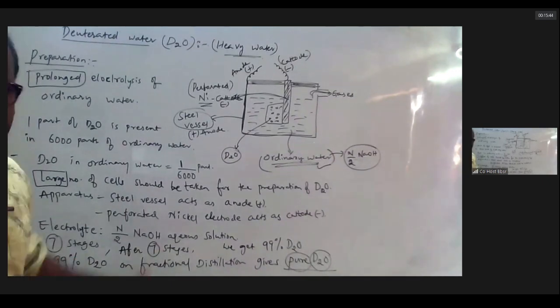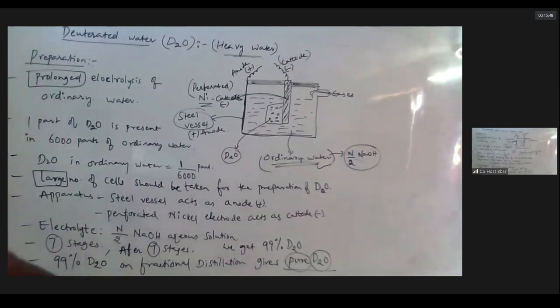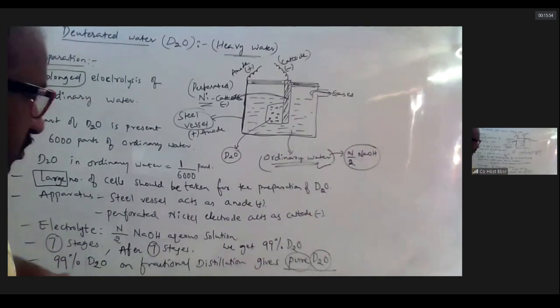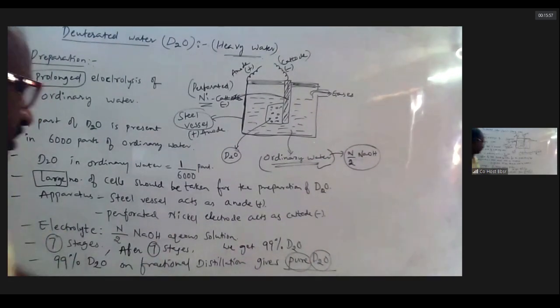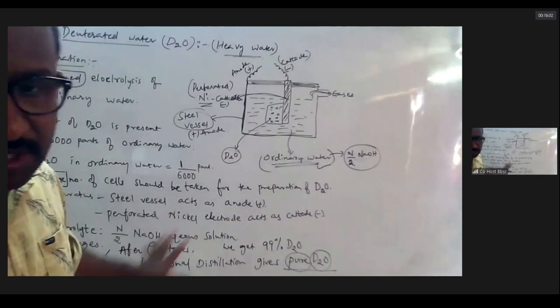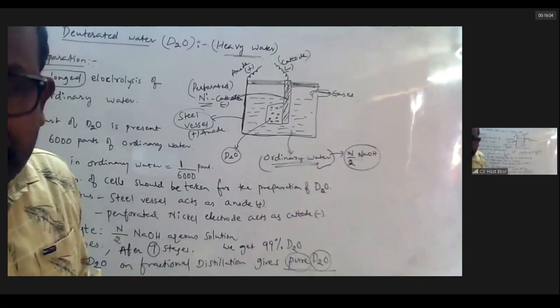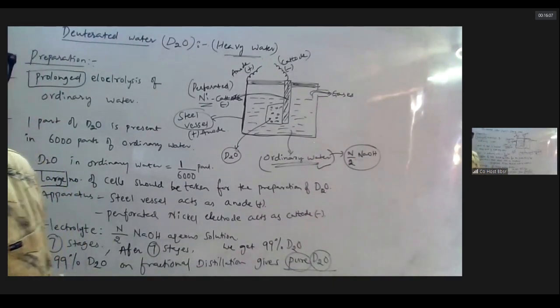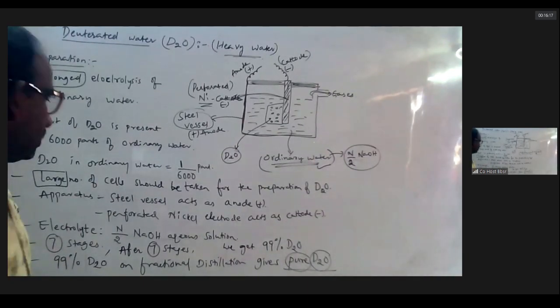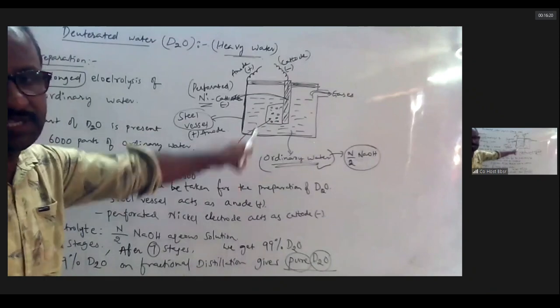So after 7 stages, you obtain 99% D2O. After that, you purify it by fractional distillation, and upon that purification you get 100%, that is pure D2O. That is the way of preparation of D2O. Okay, understood?